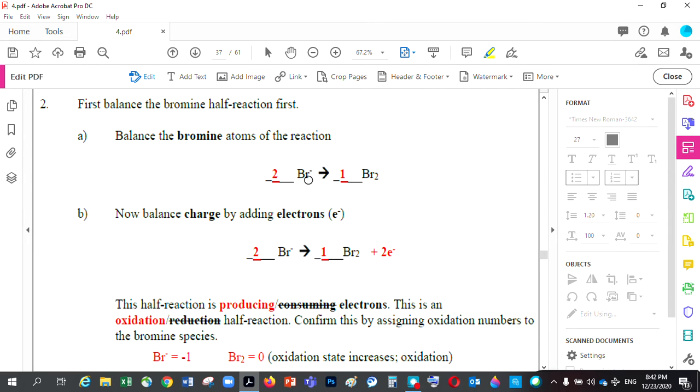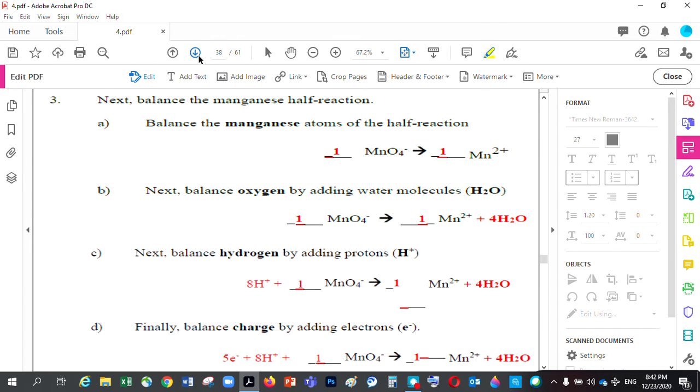Now I have to balance the negative charge. I have a negative charge here. How do I balance the negative charge? I have to introduce electrons, correct? So one bromide will give us 1 electron. 2 bromides here will give us how many? 2 electrons. That's oxidation. Oxidation is giving away electrons. So this half reaction is producing electrons, and it goes from -1 to 0. That's an oxidation reaction.